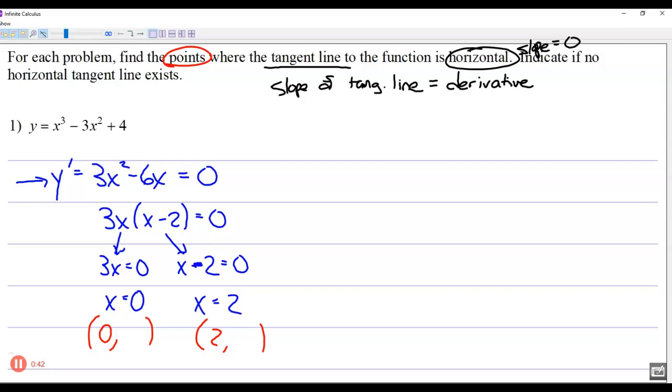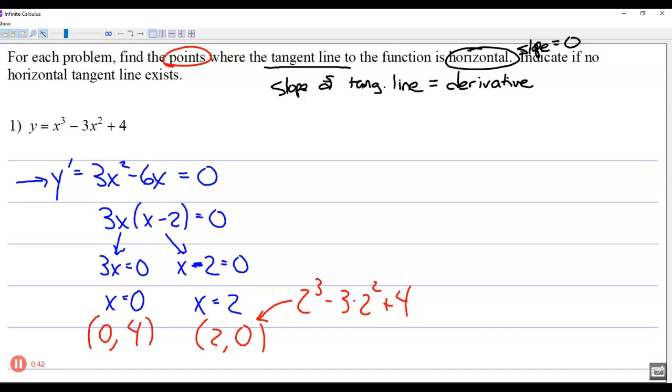So do you plug back into the original or the derivative? Original. If you plug into the derivative, what's it tell you? Slope. If you plug into the original, it's going to give you the regular y value. So plug in 0, it'll just give you 4. If I plug in 2, that'd be 2 to the third minus 3 times 2 squared plus 4. So 8 minus 12 plus 4 comes to 0. So 0, 4, and 2, 0.